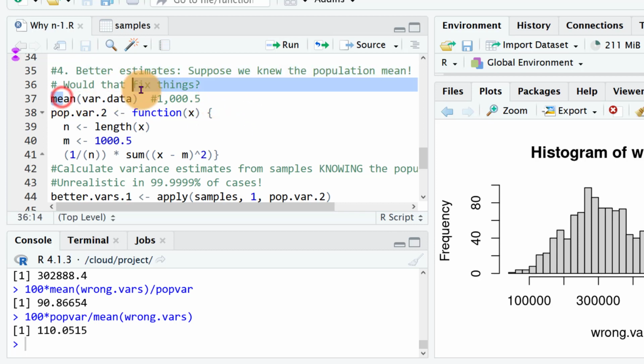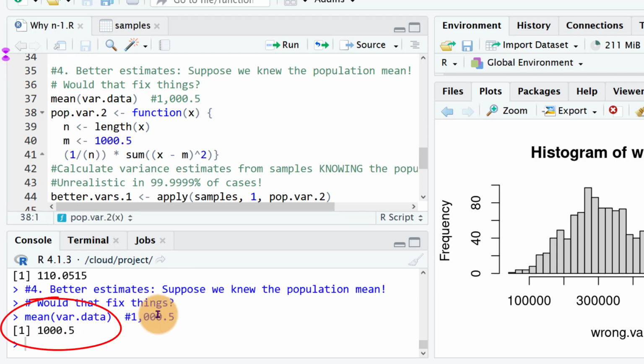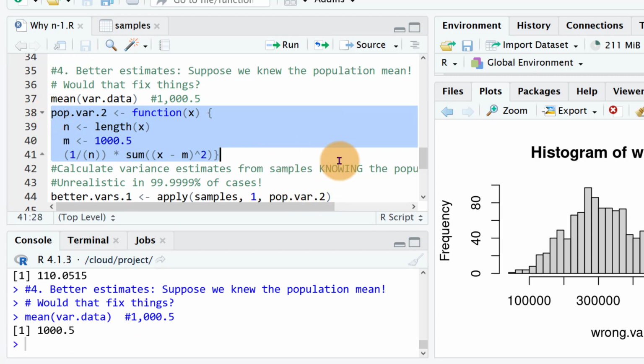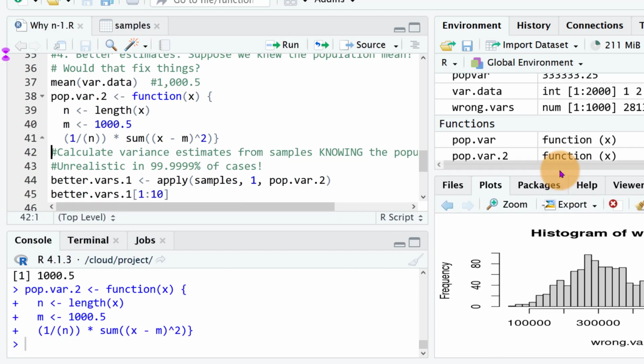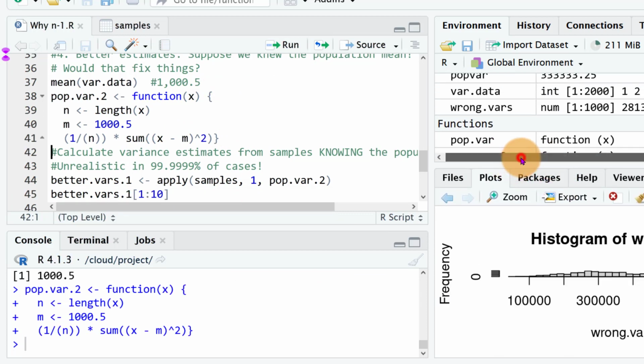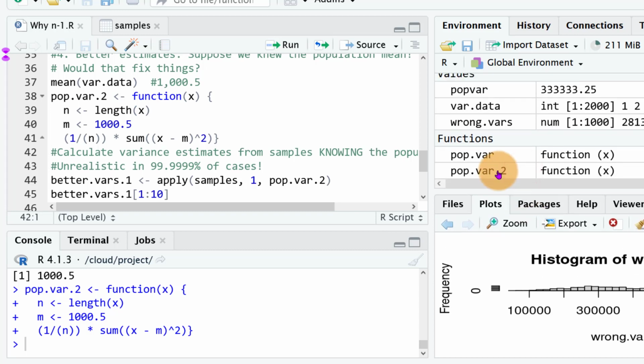Well, let's calculate the mean of our population of data, 1000.5. Now I'm writing a variance function, assuming we know that mean is 1000.5. So I'm putting the population mean in there instead of the sample mean. So let's define this function, Control Enter. So now we have our population variance function 2.